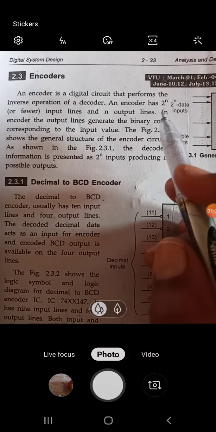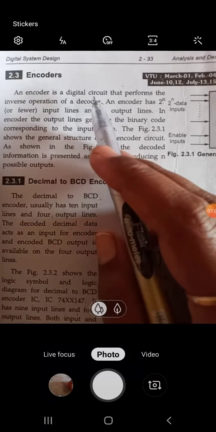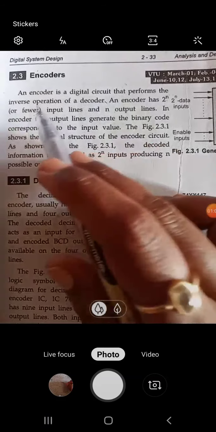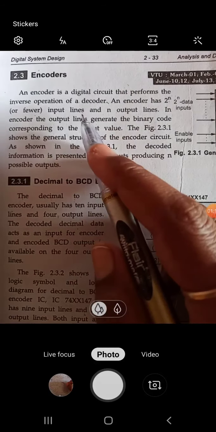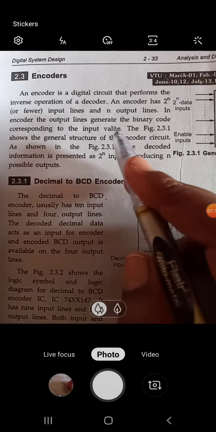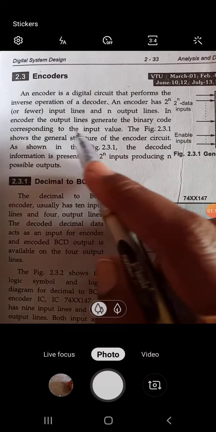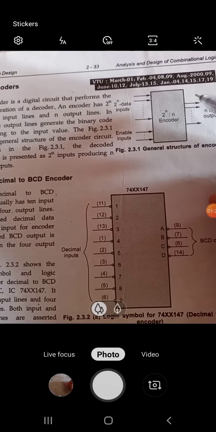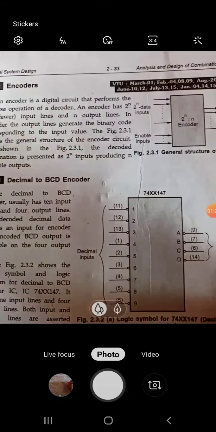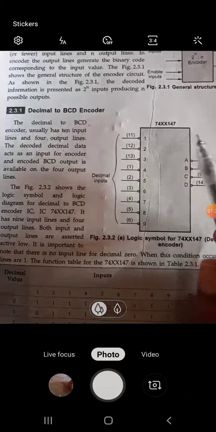Let us see the definition of this. It is a digital circuit that performs the inverse operation of a decoder. It has 2 raised to n input lines and n output lines. In an encoder, the output lines generate the binary code corresponding to the input lines. So whatever the output we get, it is the binary value of it. This is the general configuration.